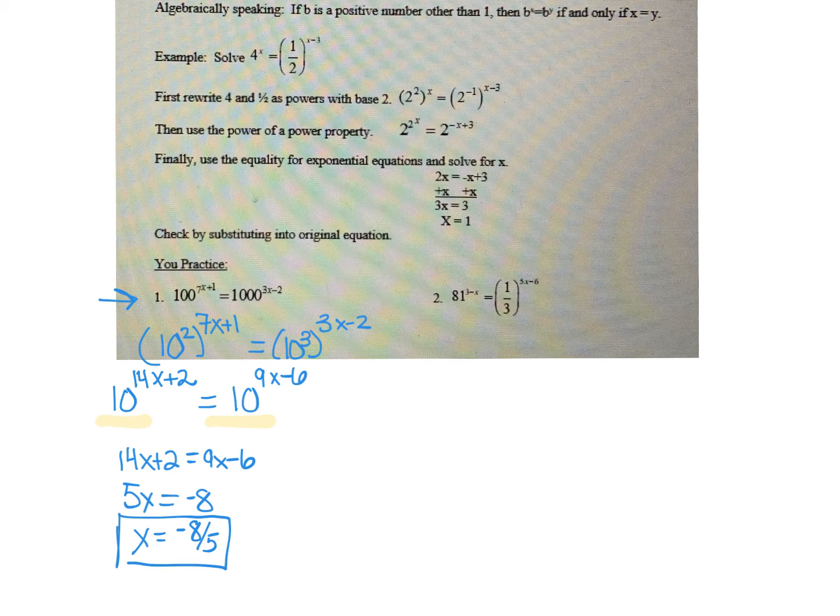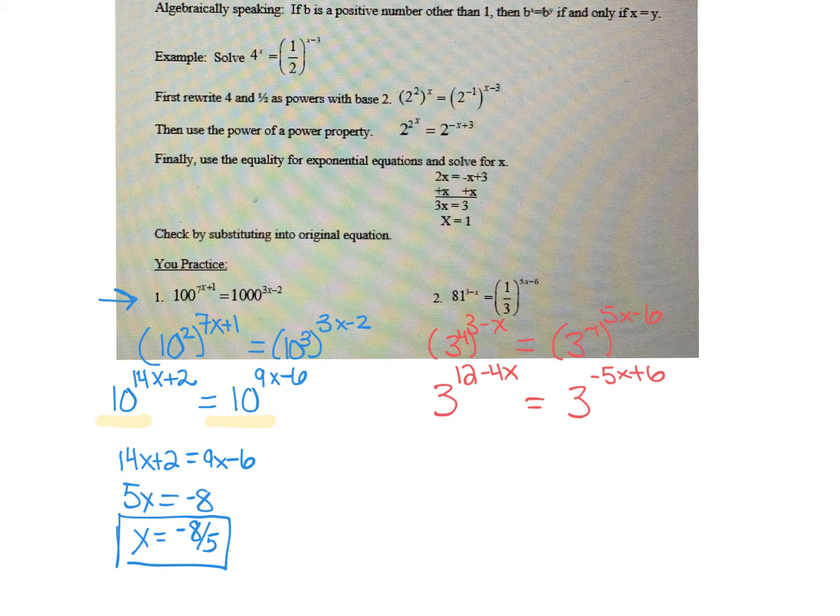Let's try the next one. The base that 81 and 1/3 have in common is 3. 3 to the 4th is 81, to the 3 minus x. And then 1/3 we can write as 3 to the negative 1 power, to the 5x minus 6. So we get 3 to the 12 minus 4x equals 3 to the negative 5x plus 6.